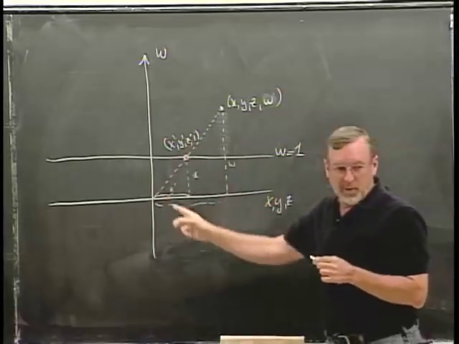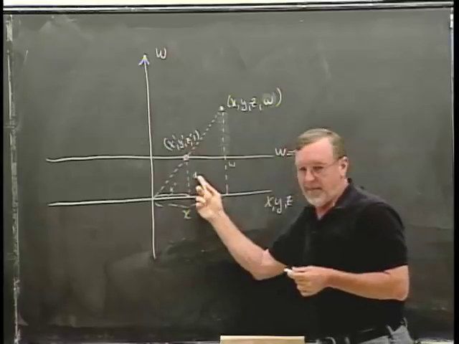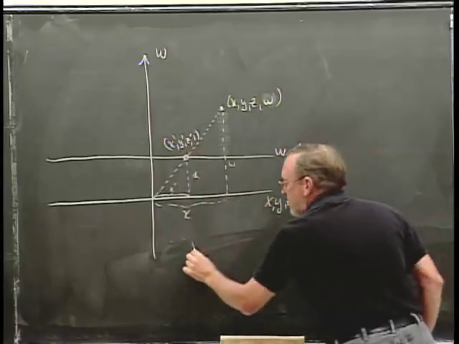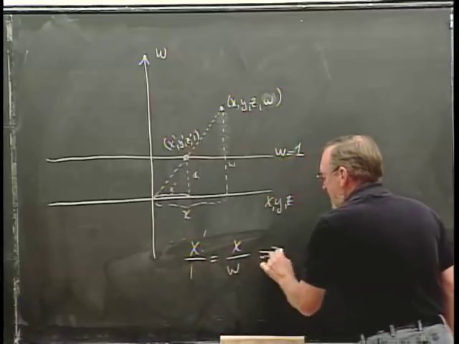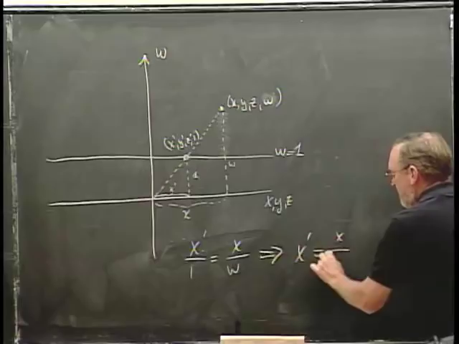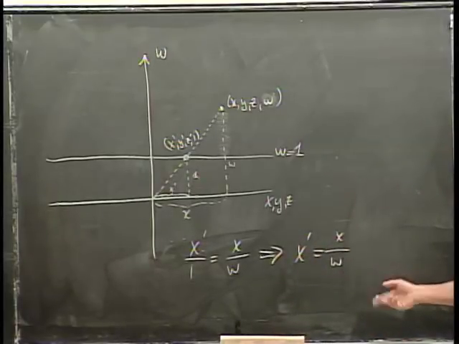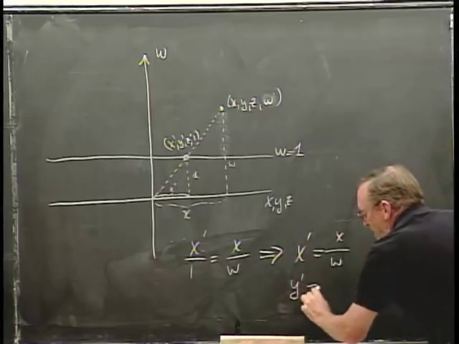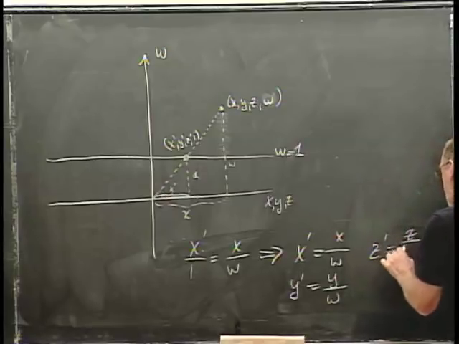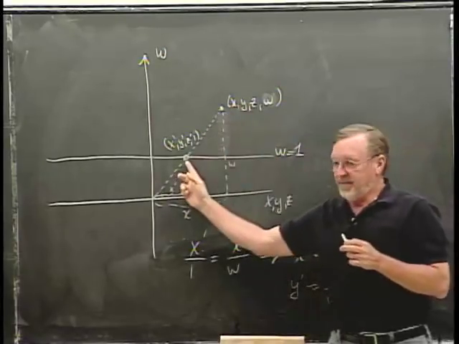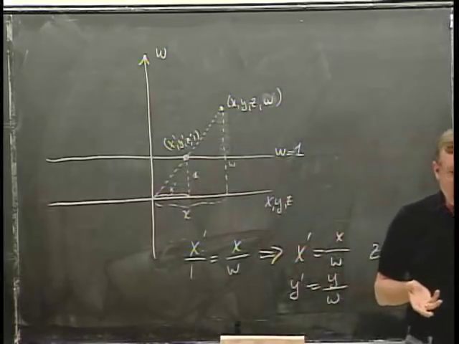Okay, you got similar triangles running all over. Similar triangles will say x prime is to 1 as x is to w, right? So x prime is to 1 as x is to w, and that says x prime is just x over w. So you can divide by w to get x prime. Similarly, y prime is y over w, and z prime is z over w. So to get this new point in this projective space, all you do is divide by W, okay? And you get it there.